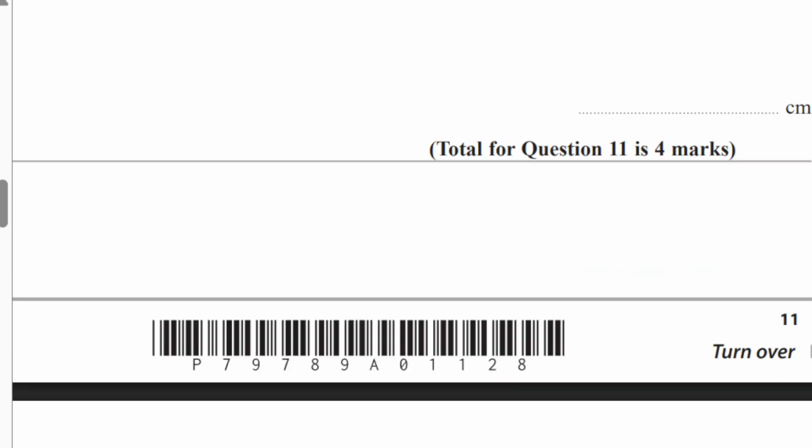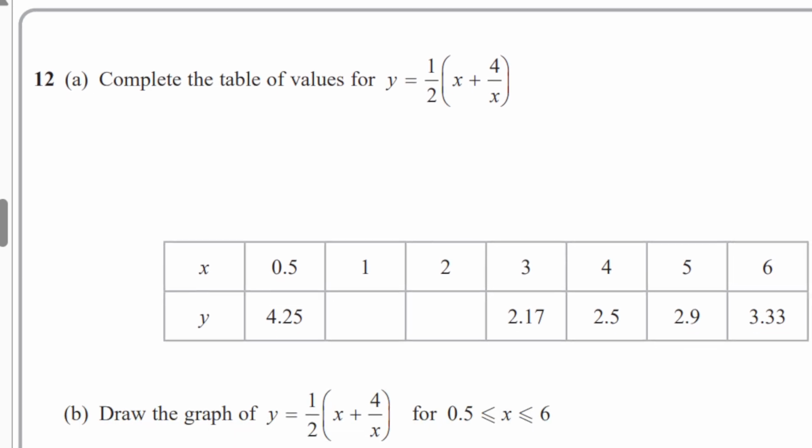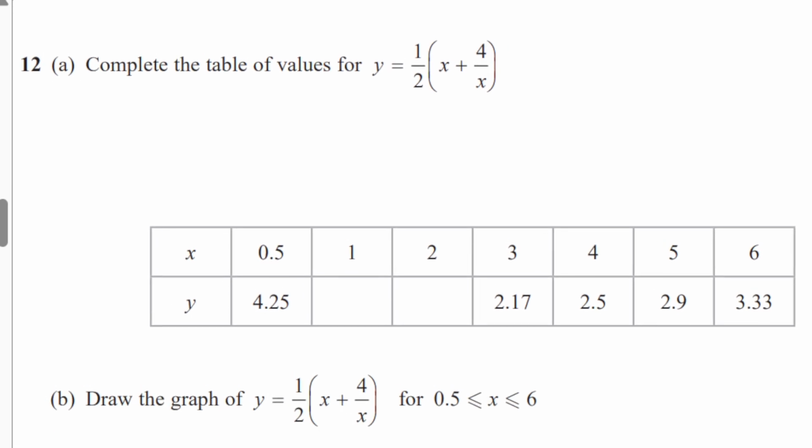It's 4 marks. It's easier than you expect. You just don't panic. You just take it easy. You calm down. Question 12.